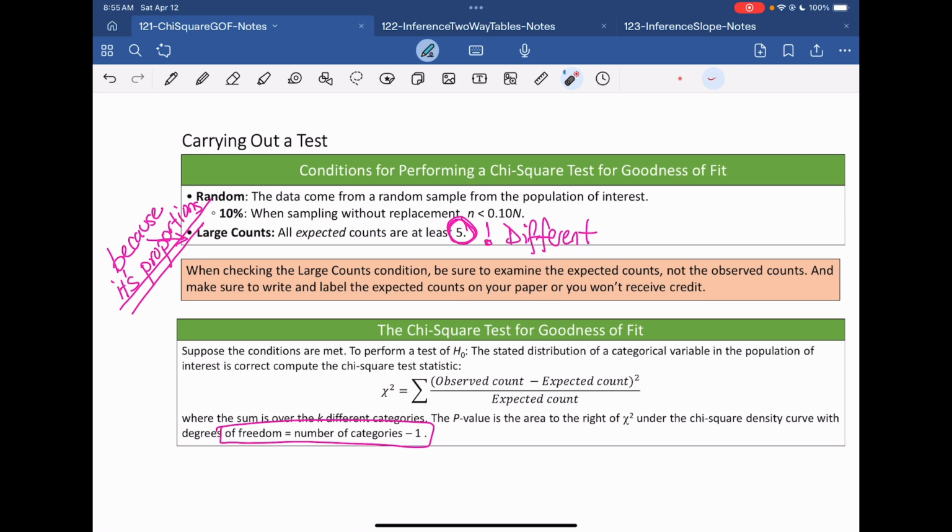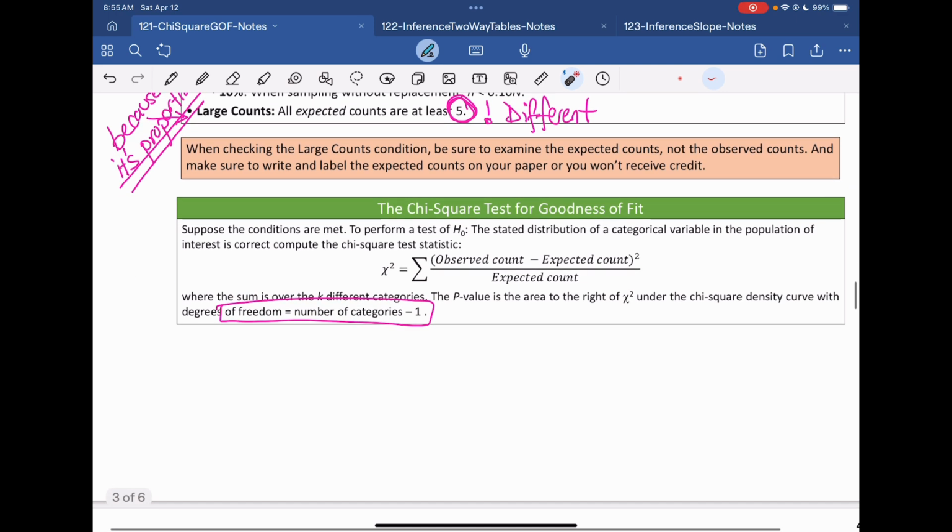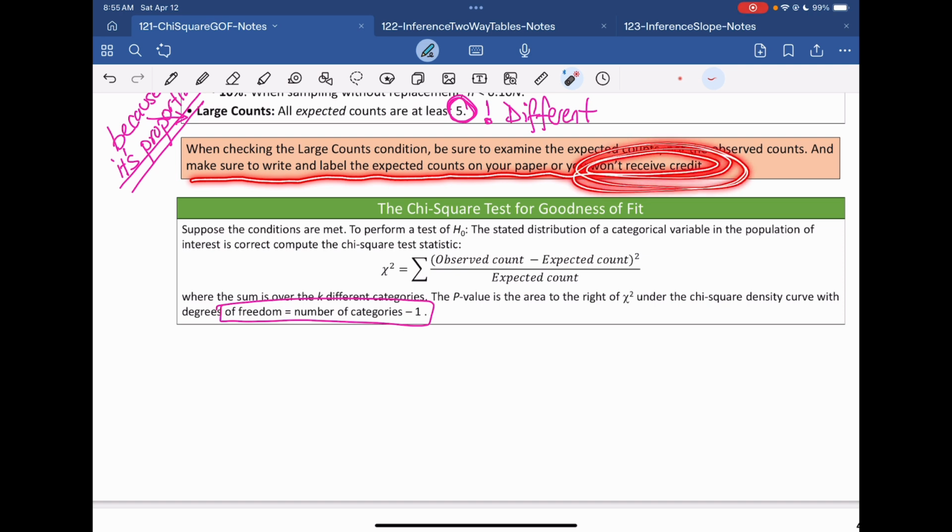Okay, but what's different is we have to check that the expected counts are at least 5. So that's definitely different. And yes, you need to list all your expected counts on your paper. And it says it here, expected counts, not the observed counts. We're not checking for the observed counts. And make sure to write and label the expected counts on your paper, or you won't receive credit. This is super important.